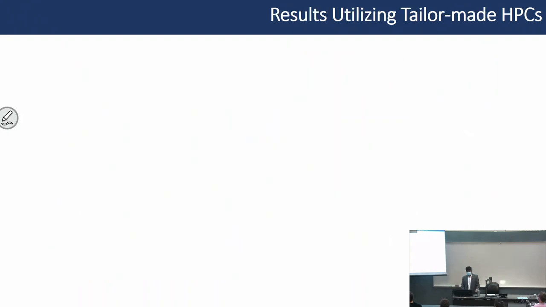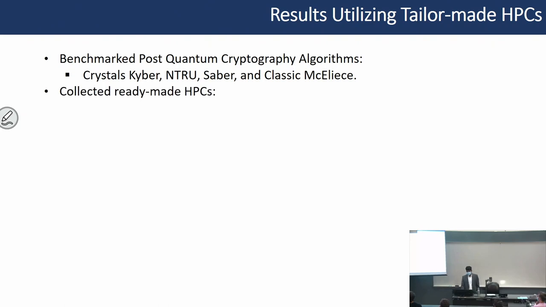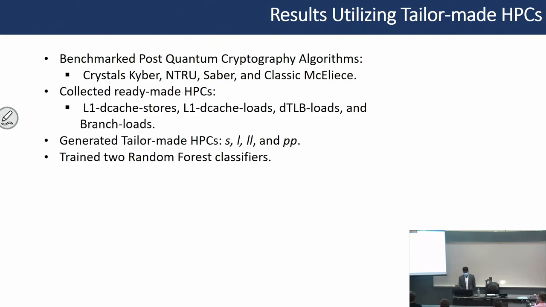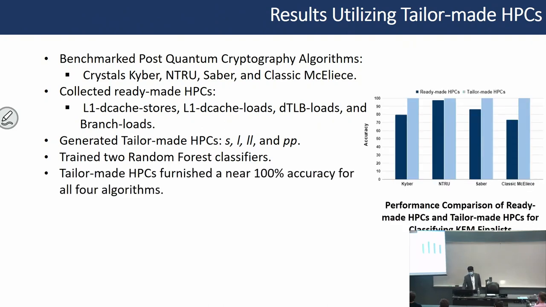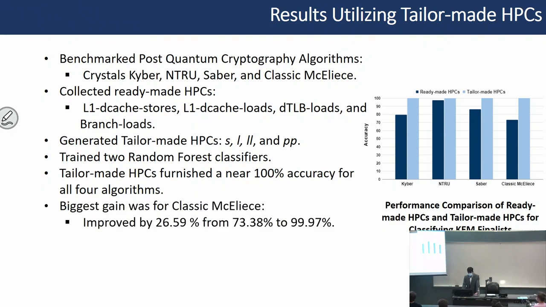So we developed these for post-quantum cryptography algorithms. We benchmarked these. And we collected these ready-made HPCs, and these are the tailor-made HPCs. After feature selection, we found out these are the best tailor-made HPCs. And as you can clearly see, the tailor-made HPCs furnished an accuracy of almost 100% for all. So it can easily identify the cryptographic attack. This is not a malware attack anymore. We are trying to identify cryptographic attacks, which are like weakening a cryptographic implementation. The biggest gain was for classic malicious, which gave almost a 27% gain, from 73% to 99.97%. This paper is being presented this week in ES Week, Embedded Systems Week, and it will appear as part of the proceedings.